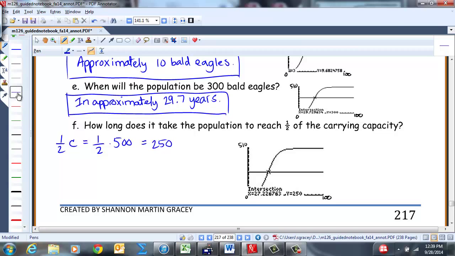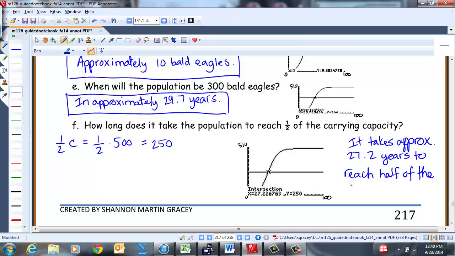So it takes approximately 29.2 years to reach half of the carrying capacity.